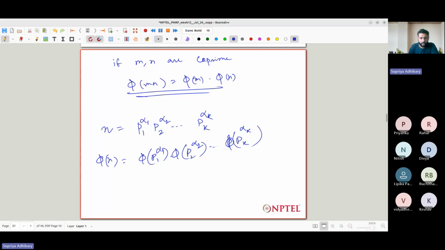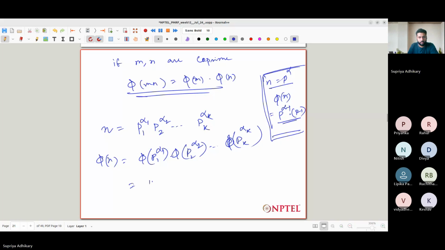Now, what is the value of phi of p1 to the alpha 1? You can look it up. This is very easy to see. It is counting the number of integers less than p1 to the power alpha 1 that are coprime to p1 to the power alpha 1. So if n is of this form, p to the alpha, then phi of n is p to the power alpha multiplied by p minus 1 over p. Okay, so you can look it up yourself. This is very easy to see.